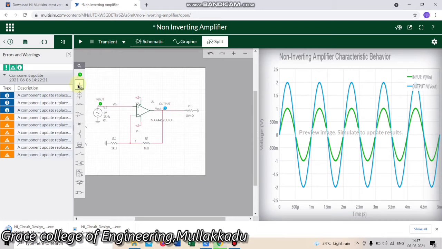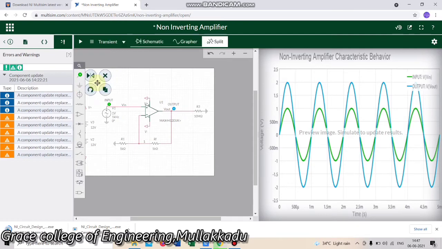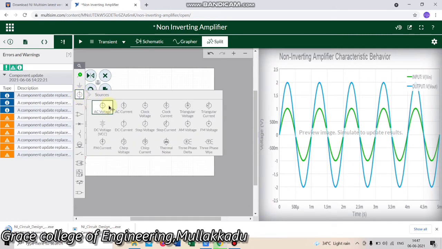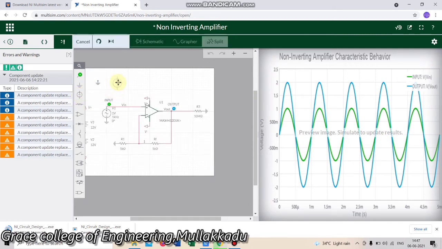We have to just click that component and place it on the trace and keep it at this position. If you want another component, as per the circuit diagram, we can take the component and place it here, and we can give the connection between these components using the connecting wires.